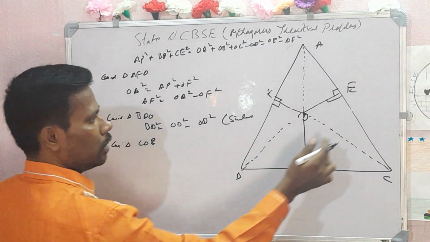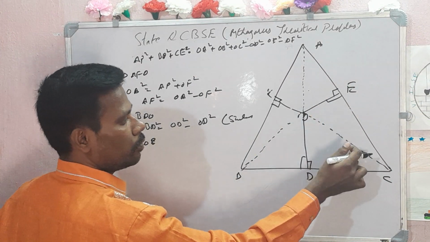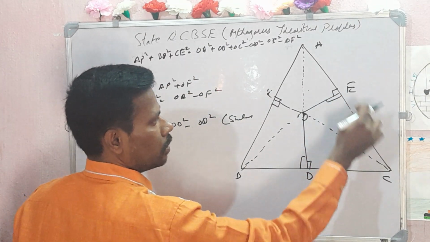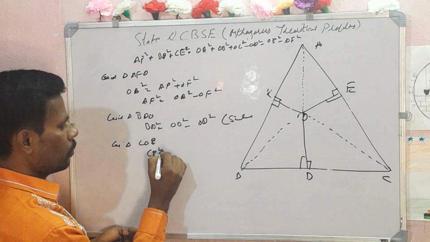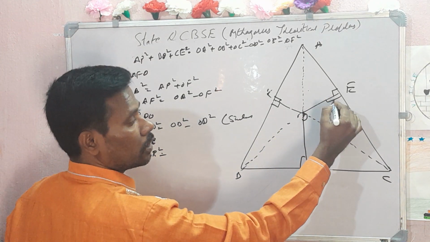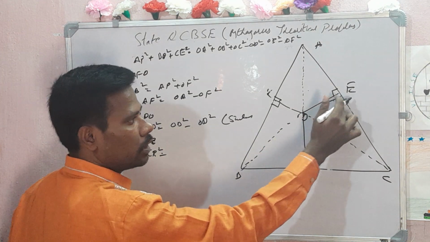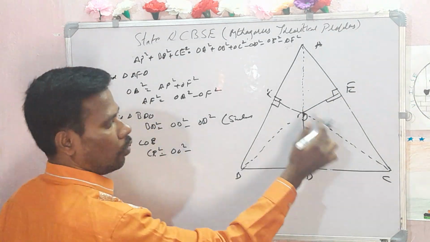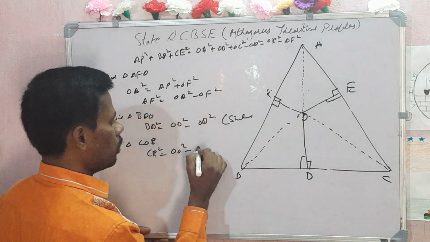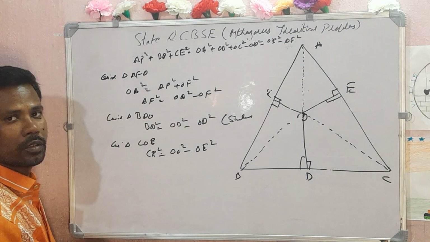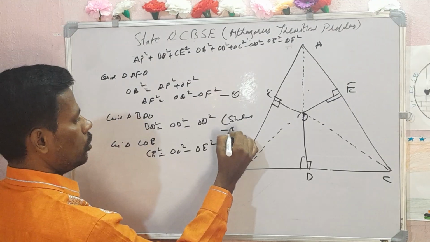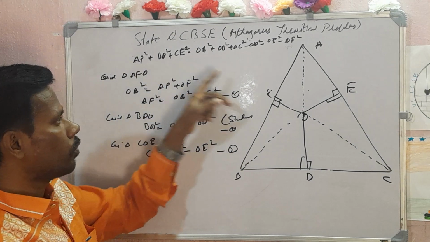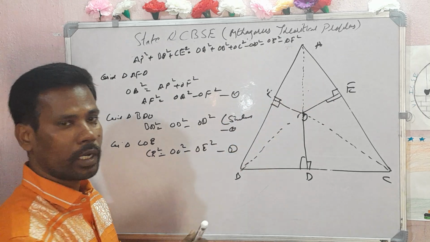Consider triangle COE. Square on the hypotenuse. CE square, how will you get this one? This angle is 90 degree. CE square is OC square, hypotenuse square, minus OE square. So mark this as 1, mark this as 2, mark this as 3. Once again I will explain. So here AF square is there. Consider this triangle, this one triangle you have to consider.